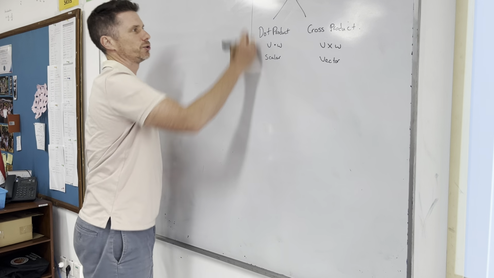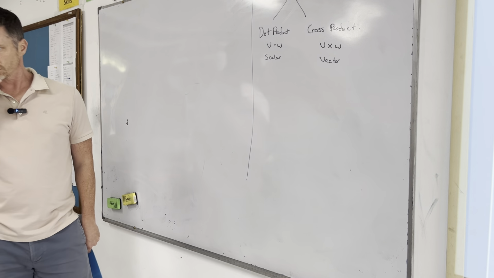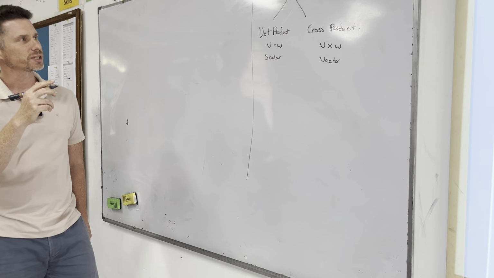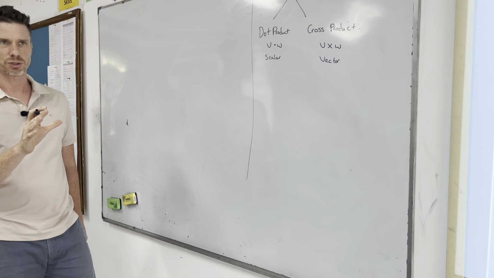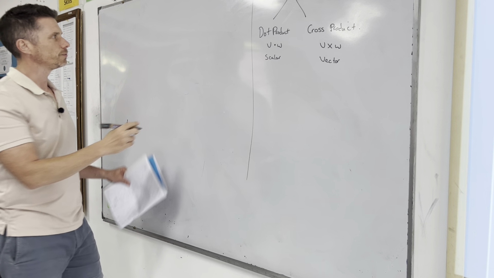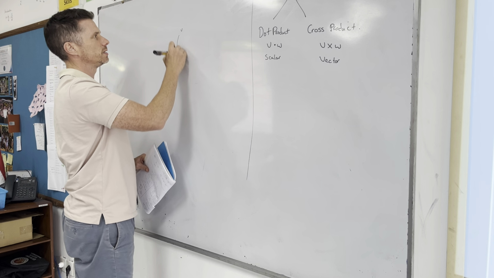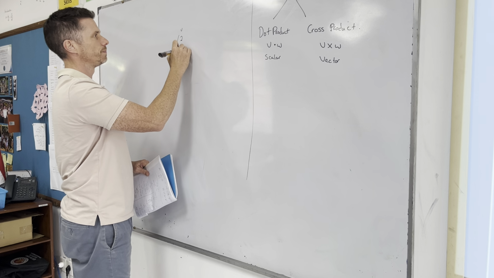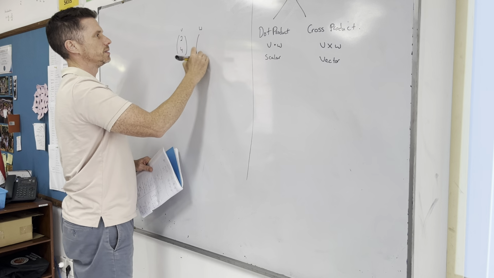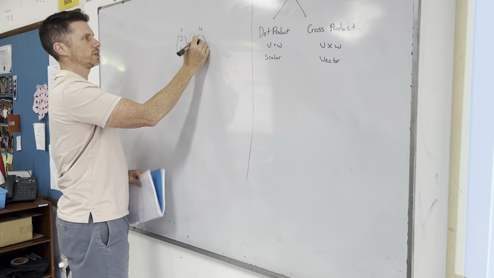We'll leave this aside for a second. We'll just look at the dot product again, just in case we forget how to do it. If we have 2 vectors, let's say V is 2, 4. And W is 1, minus 3.